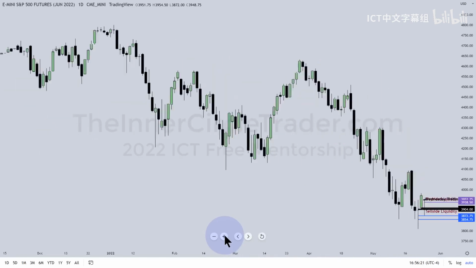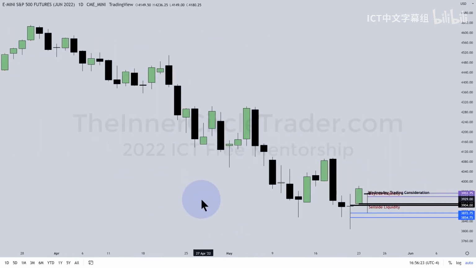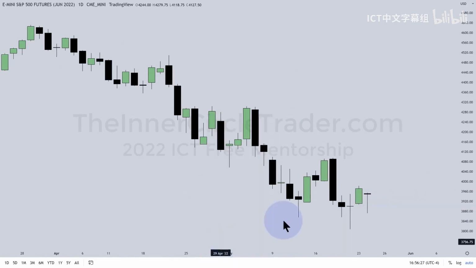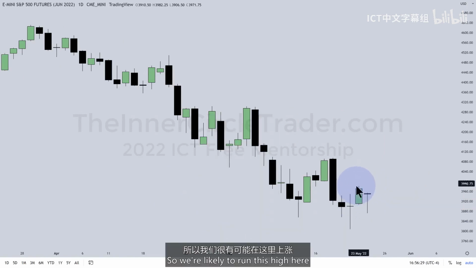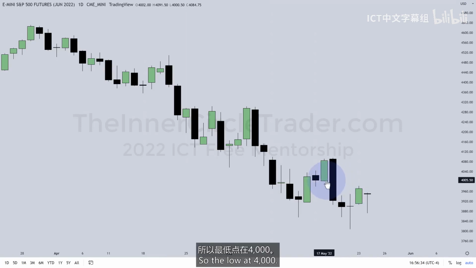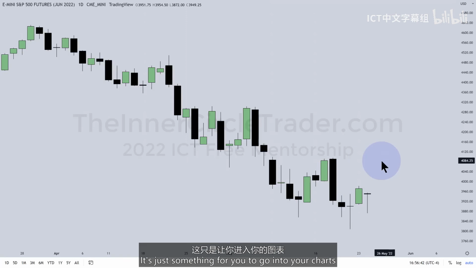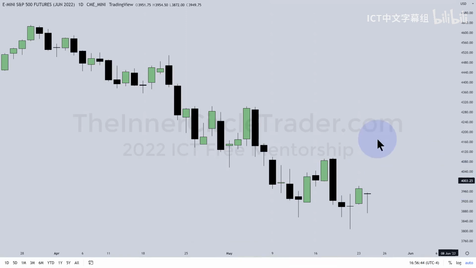And let's take everything off here. So we're likely to run this high here, and we have an order block there. So the low at 4,000. So that's something to consider and watch going forward for the rest of the week. I may be wrong, but it's just something for you to go into your charts and start studying and looking for.